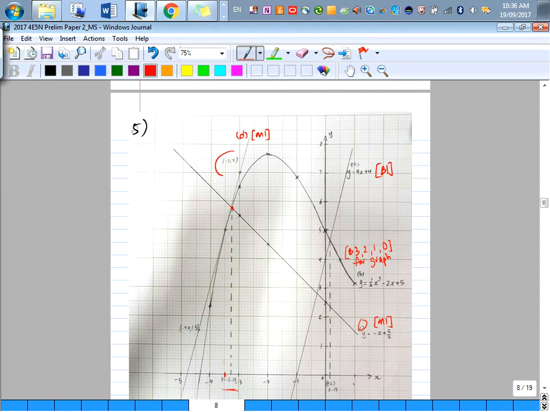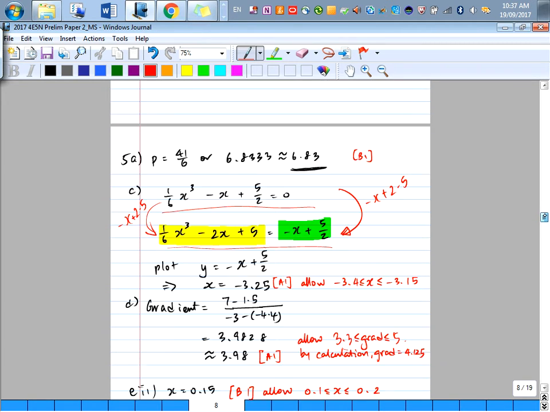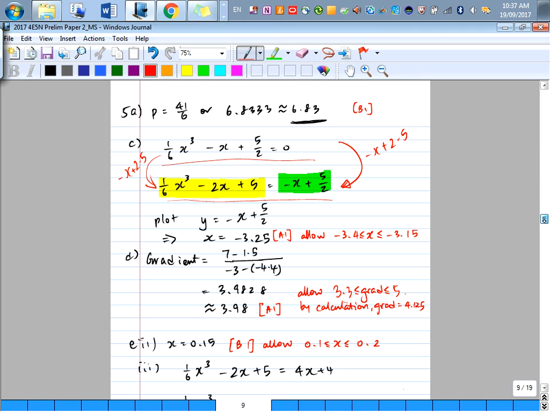So label down the coordinates that you are using to calculate your gradient. My gradient is, according to my graph, 3.98. By calculation, the most exact answer will be 4.125. There is a range that we accept. I accepted quite a wide range, as long as your gradient looks decent. Any questions?